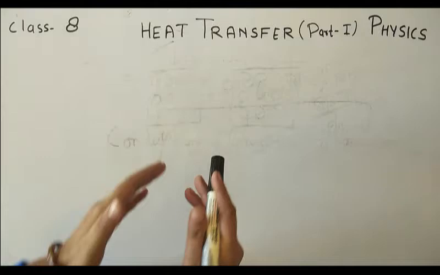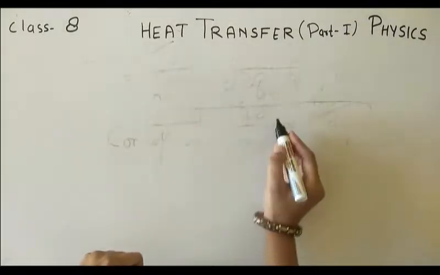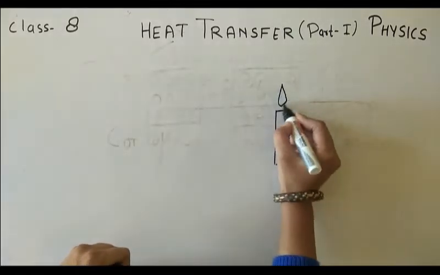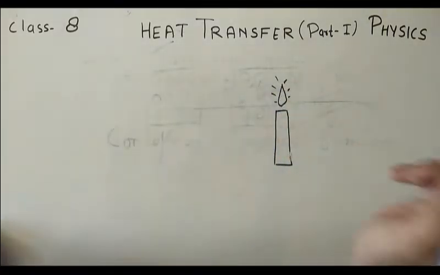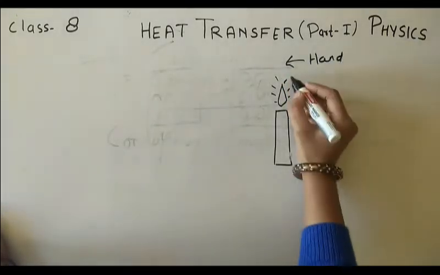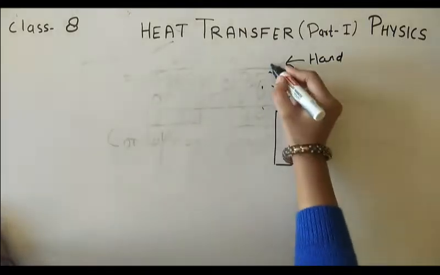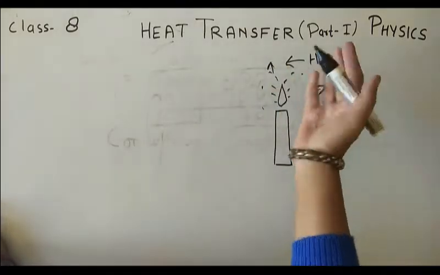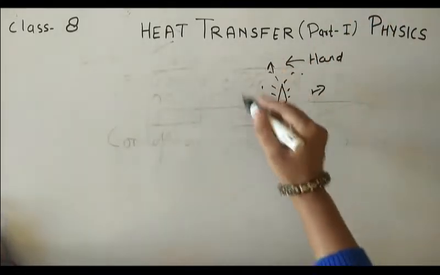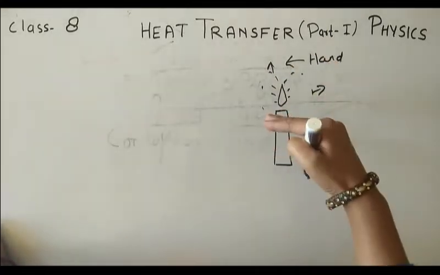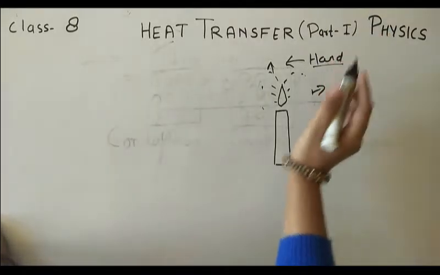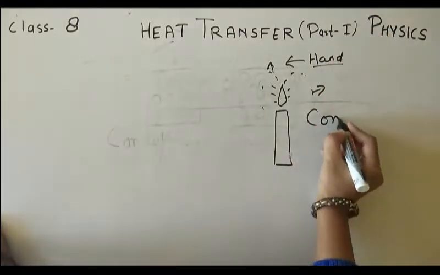Okay, now the second method is convection. Convection में क्या होता है, suppose here one candle is there, and this candle is burning. If one person is putting his or her hand over here, the air surrounding it is heated up and the person's hand is also going to feel heat. So the heat is transferred through the surrounding air. That means the lighter air is going to move up and your hand is feeling heat. This type of method is known as convection.